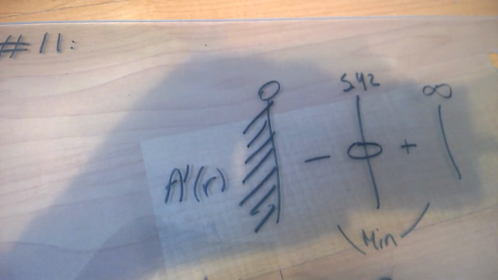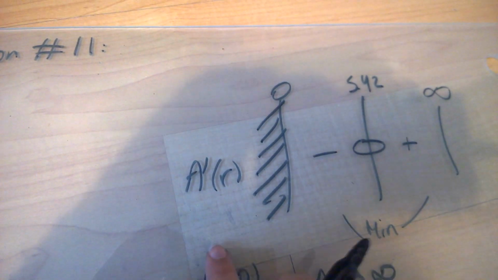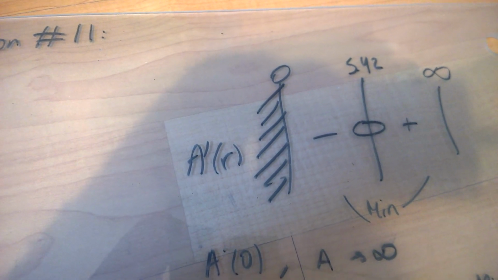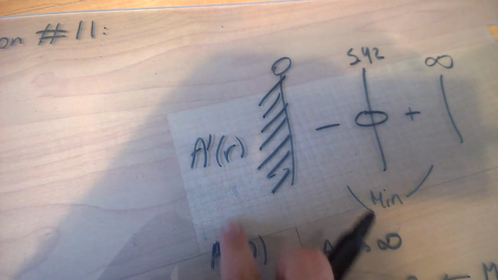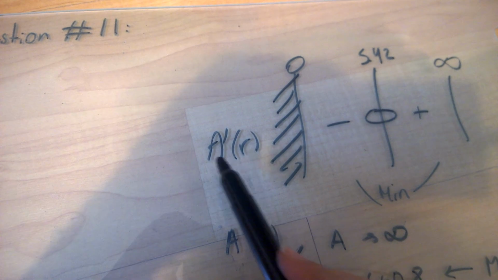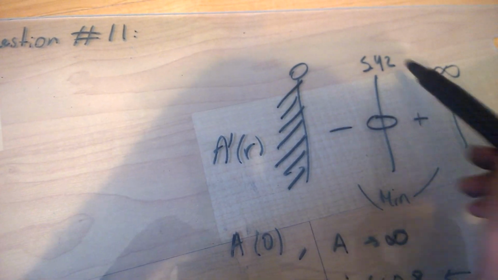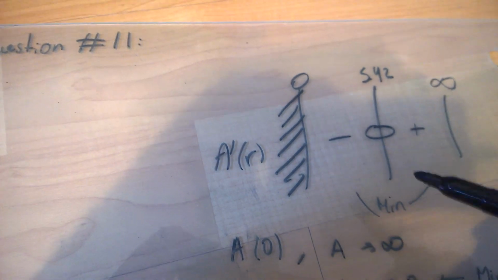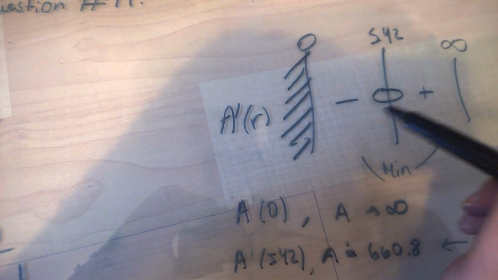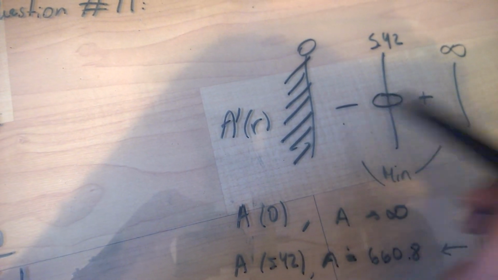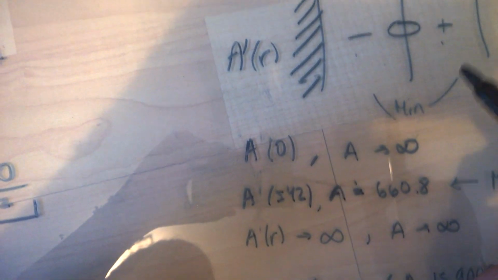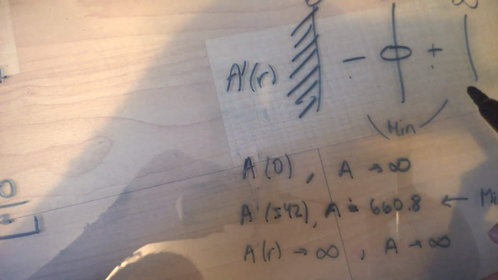And now we construct a sign chart, and on our sign chart we are going to have A prime of r, 0 at this end, 5.42 in the middle, and then infinity. And now 5.42 is a 0. Here we have a negative sign, a positive sign, and if we analyze it, we know that this represents a minimum.